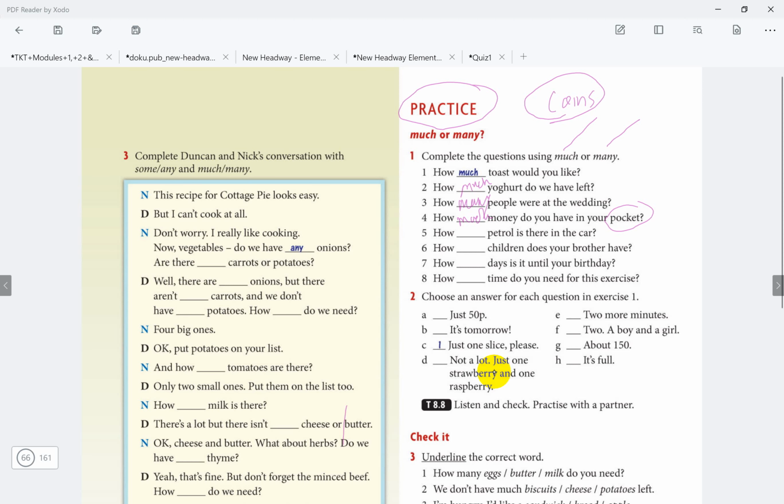How much petrol is there in the car? Much. Since بنزين أو وقود. So how many children, because countable.